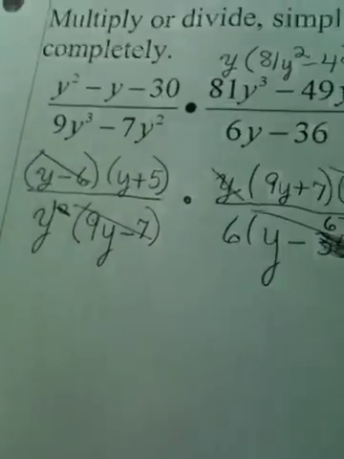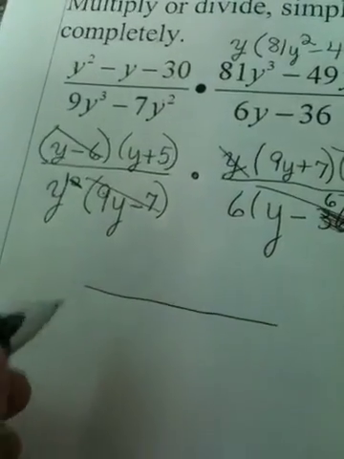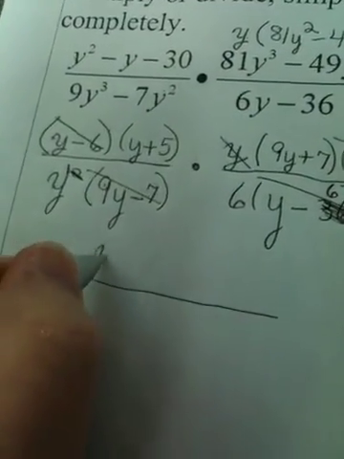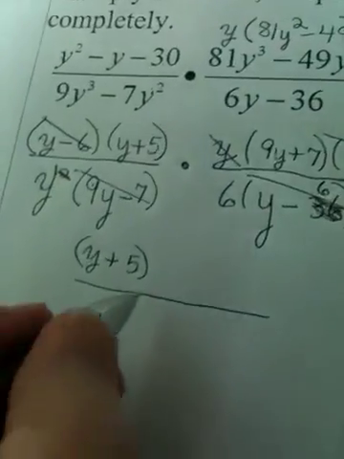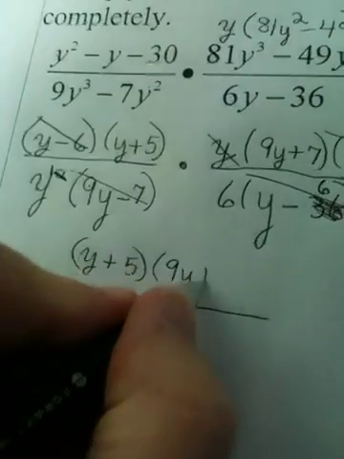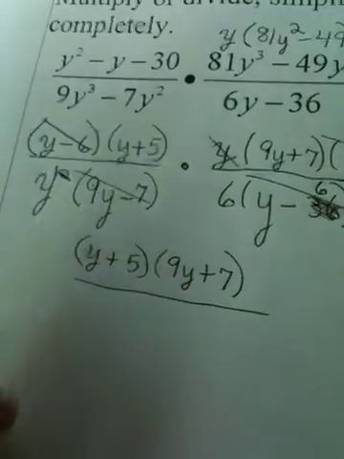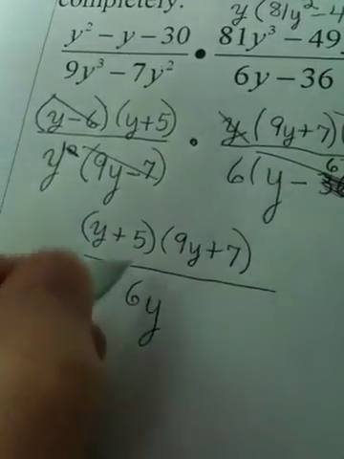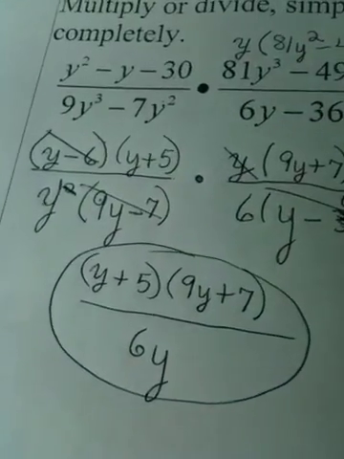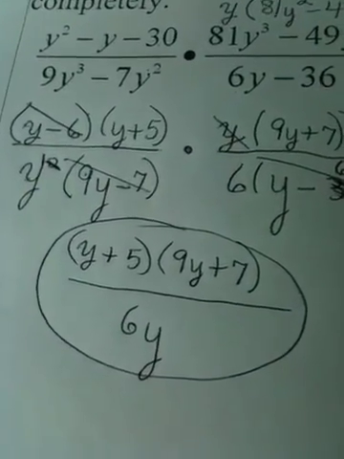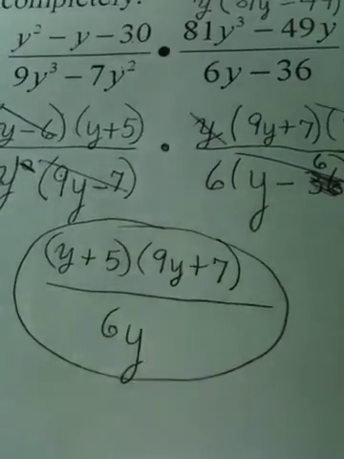Okay, so let's look at the final answer. Here we go. In the numerator, I have y plus 5, and I have 9y plus 7, and in the denominator I have 6y. And that is my final answer to this multiplication problem. So we're going to call this 6.2 Part 2.